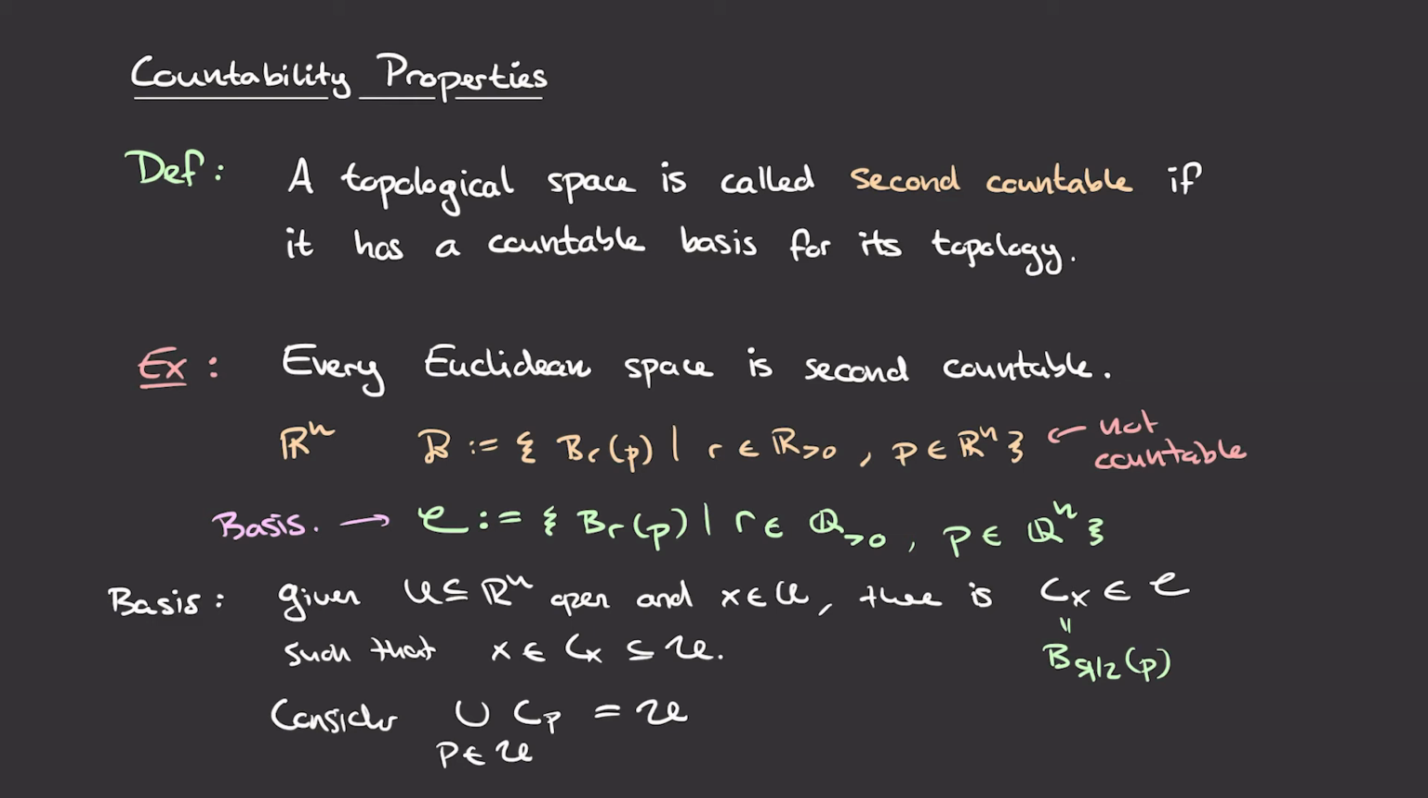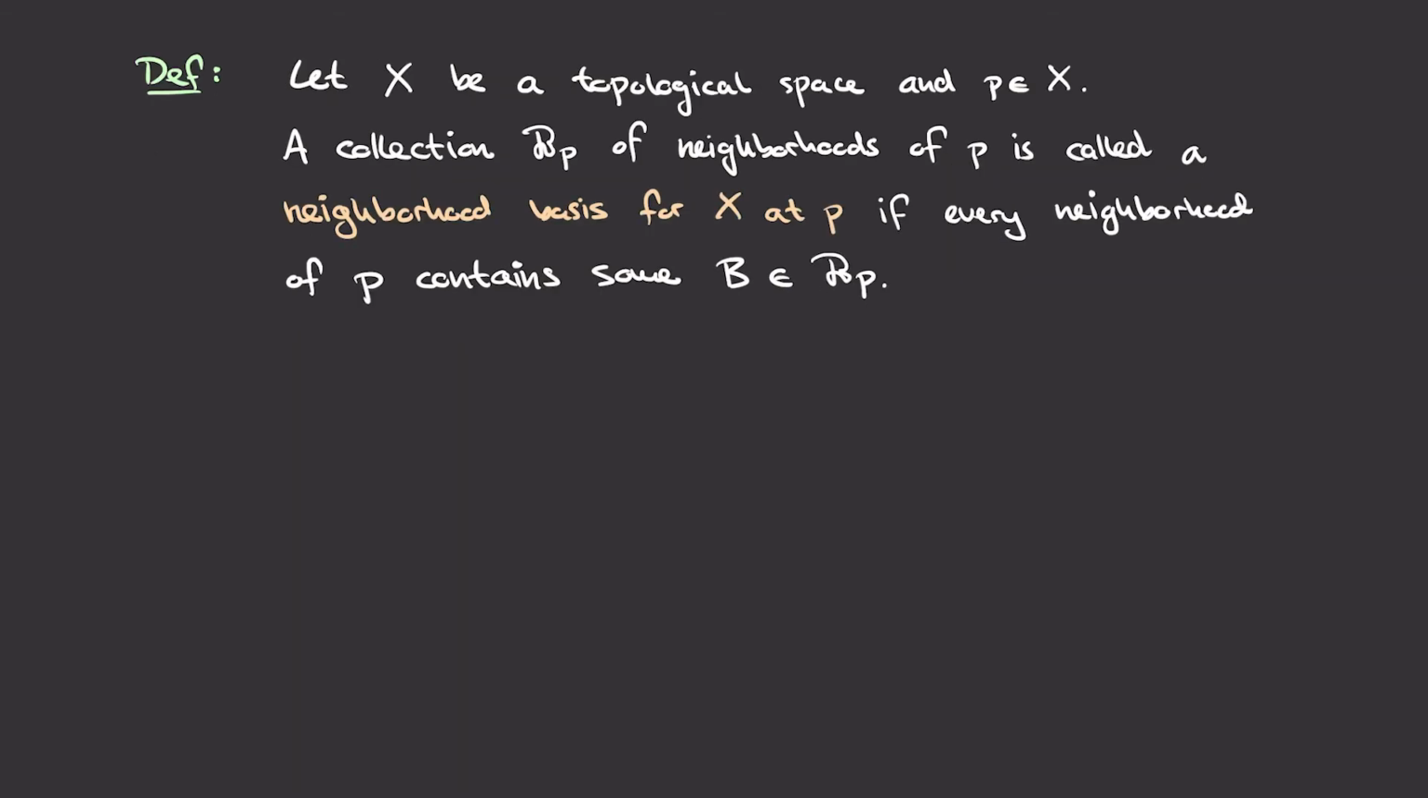Now we know that Euclidean space is pretty special, and in fact, second countability is a pretty strong property. And you may have wondered why this is called second countability. This implies that there might be something called first countability, and in fact there is, and this is what we'll look at next. In order to define first countability, we'll need to first introduce the notion of a neighborhood basis. For this, we let X be some topological space and p be a point that lies within X. And now a collection, B_p, of neighborhoods of p is called a neighborhood basis for X at p if every neighborhood of p contains some element B of B_p.